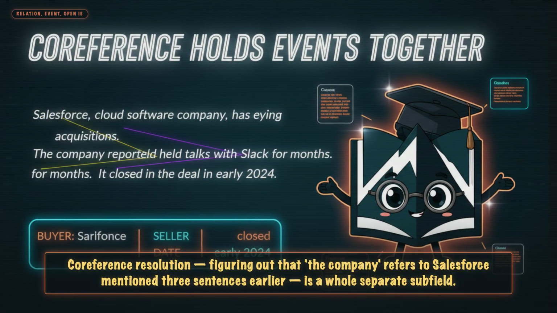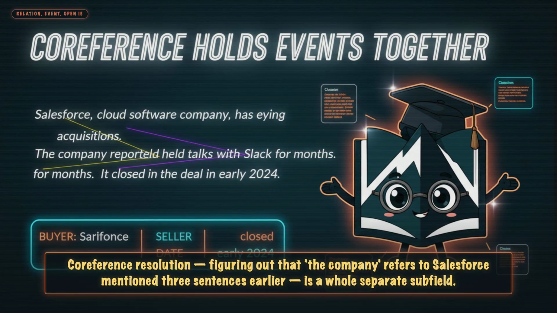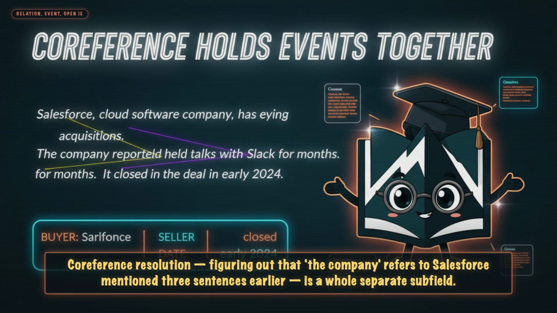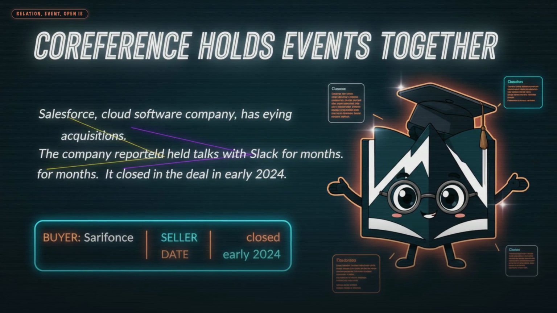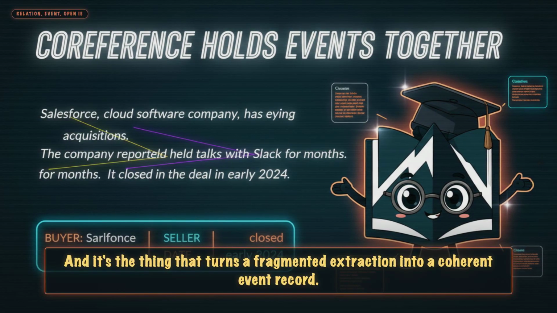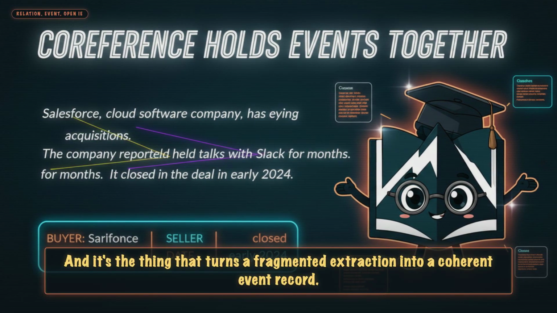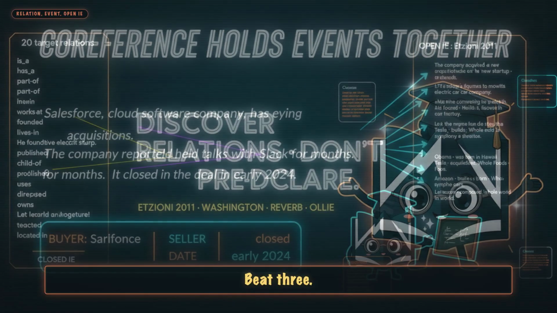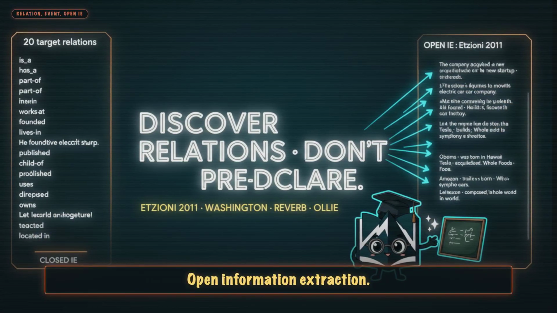Figuring out that a company refers to Salesforce mentioned 3 sentences earlier is a whole separate subfield. And it's the thing that turns a fragmented extraction into a coherent event record. Beat 3. Open information extraction.